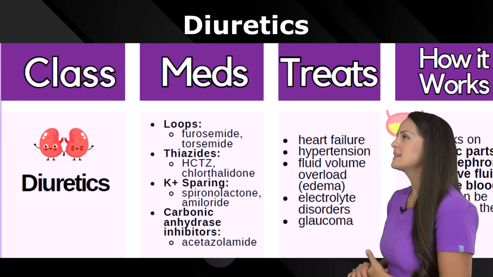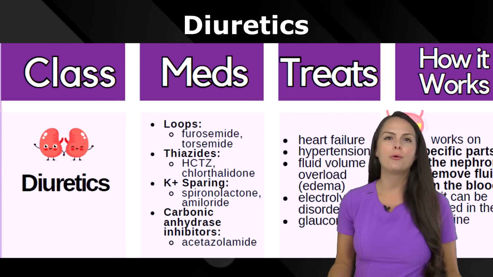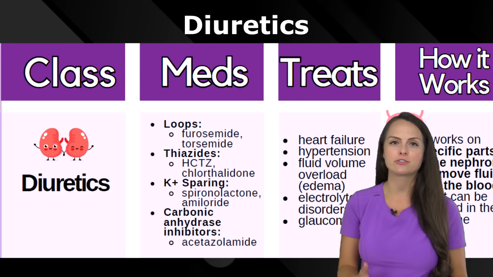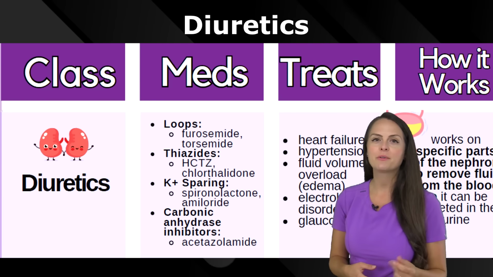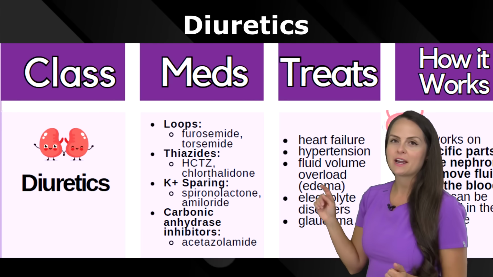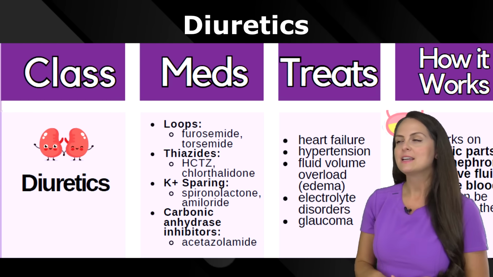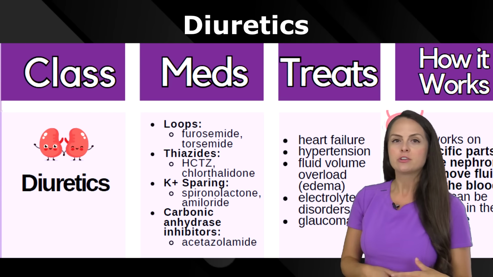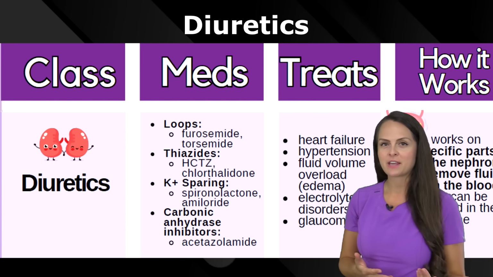Next are diuretics. This class of medication, their whole goal is to increase urination because it's going to rid the body of extra fluid. Now there's 4 groups I want to go over. We have loop diuretics, thiazides, potassium sparing, and carbonic anhydrase inhibitors. So some medications that fall in each of those categories are the following.